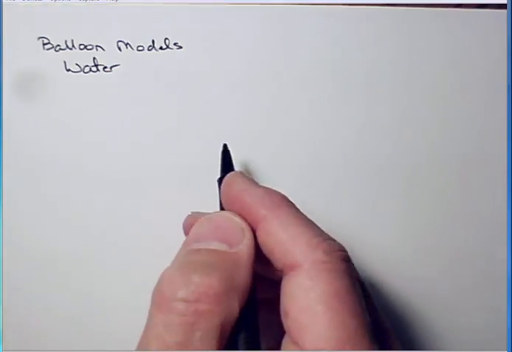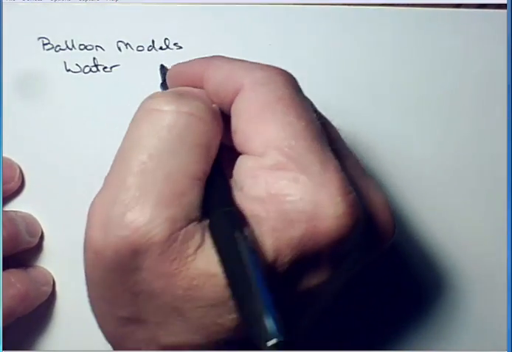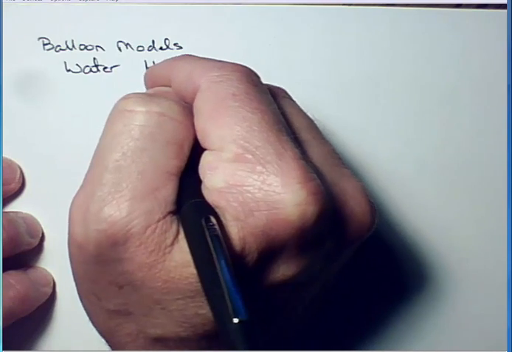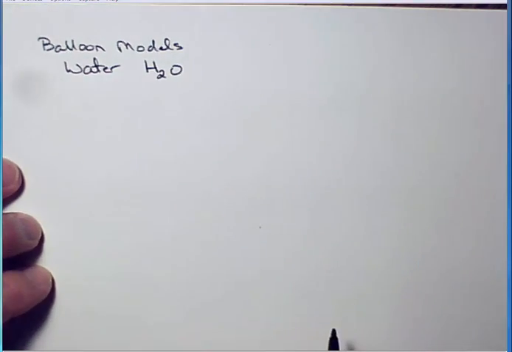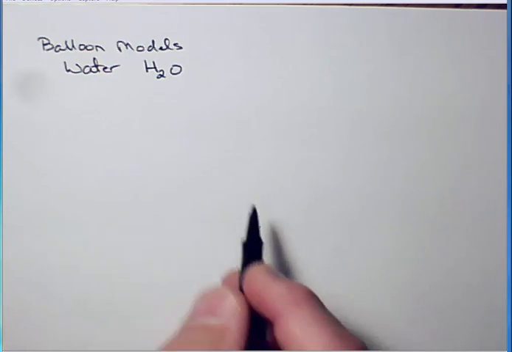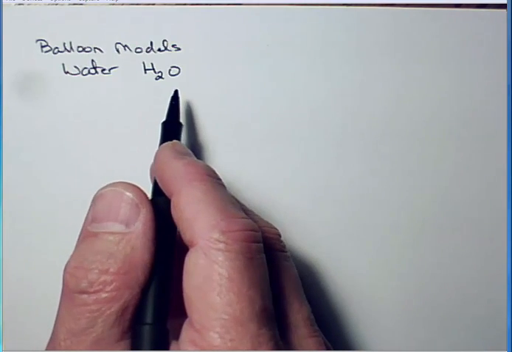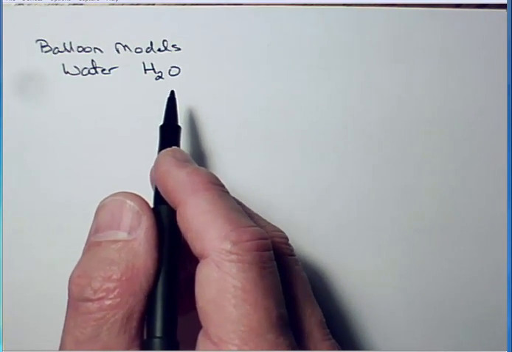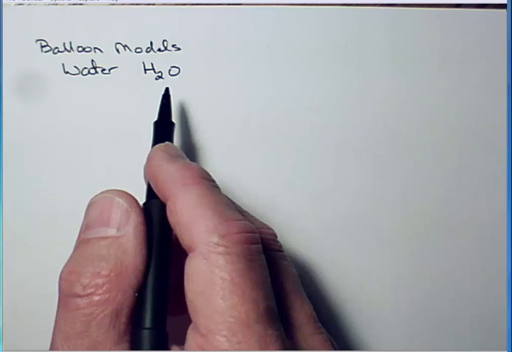I think everybody's familiar with the molecular formula for water, H2O. We could call that dihydrogen oxide. And since it's a covalent compound, that would be the proper IUPAC way of saying that.